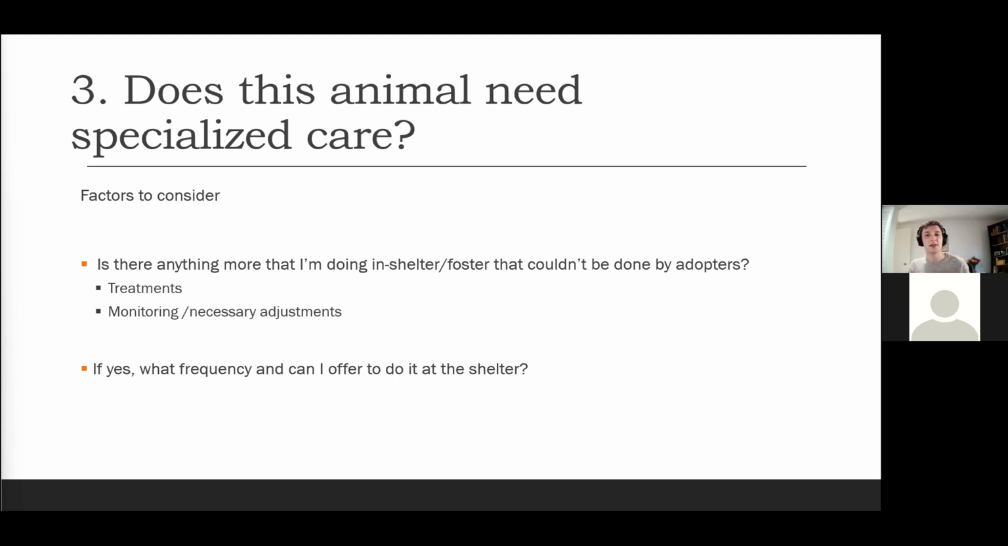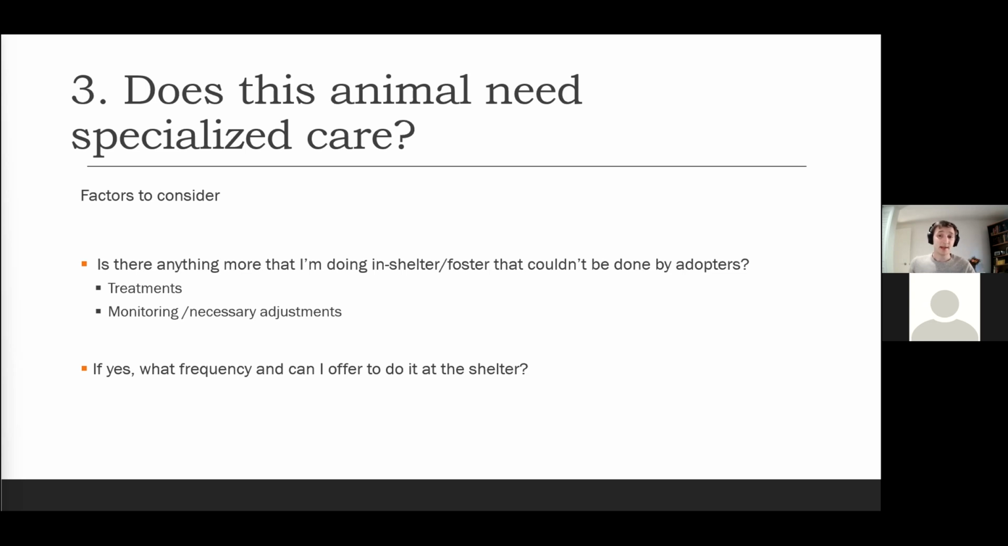Is there any reason I'm keeping him in the shelter because he's getting something from me that he would not get from an adopter? So this could be treatments, right? If I'm on injectables, usually not something I just want to thrust upon an adopter for acute treatment of injectables, so fluids and stuff like that. I probably want to wait and do that in-house. And then if it's something like insulin, then I want to teach them if needed at the time of adoption. But oftentimes we're talking about treatments here that cannot be expected from an adopter.